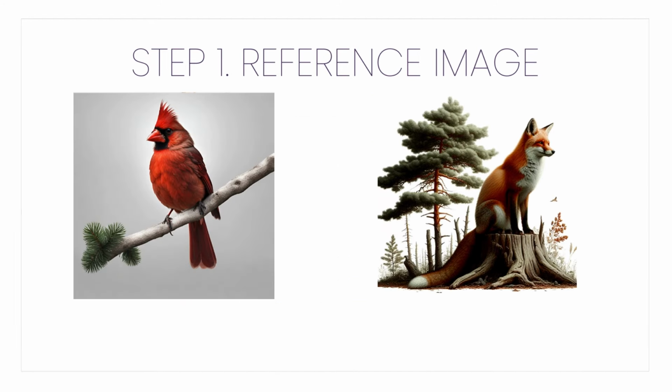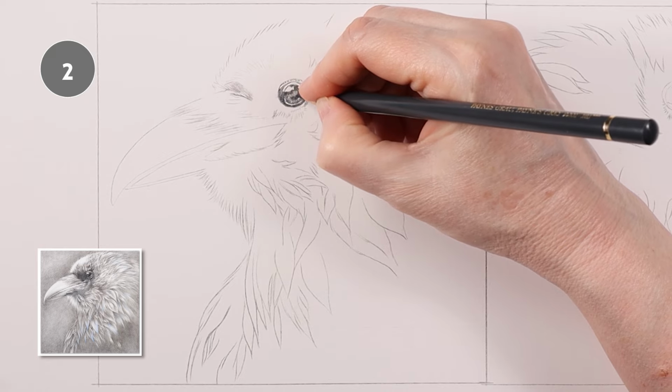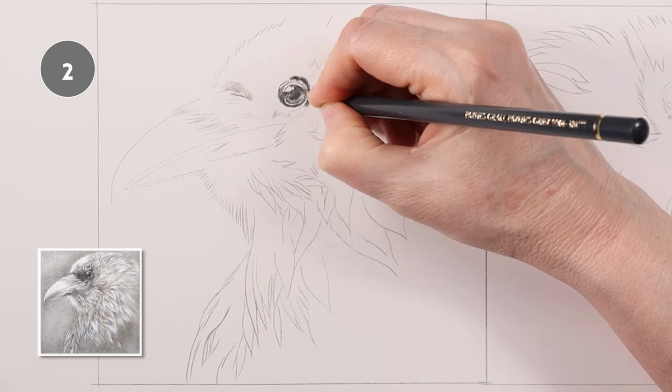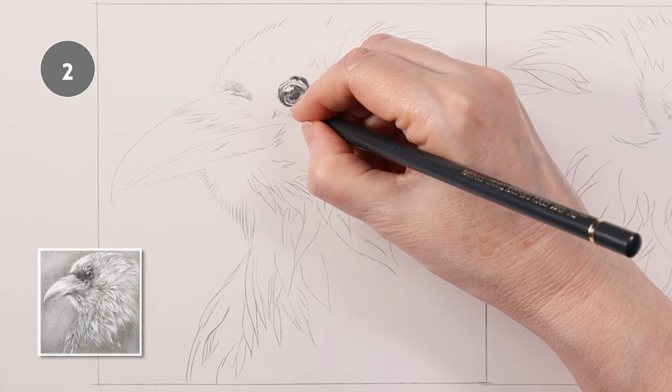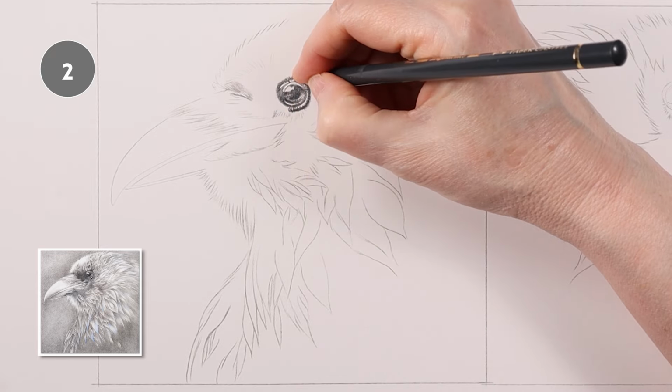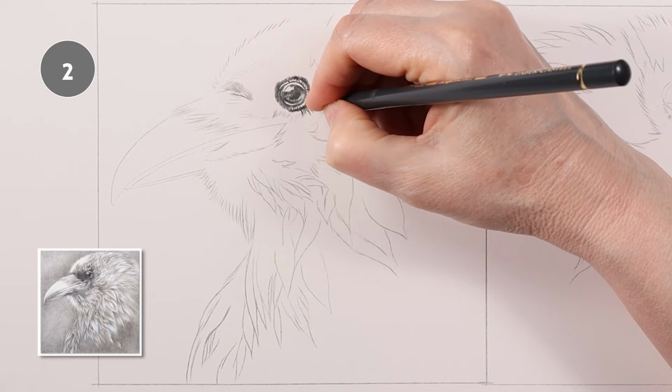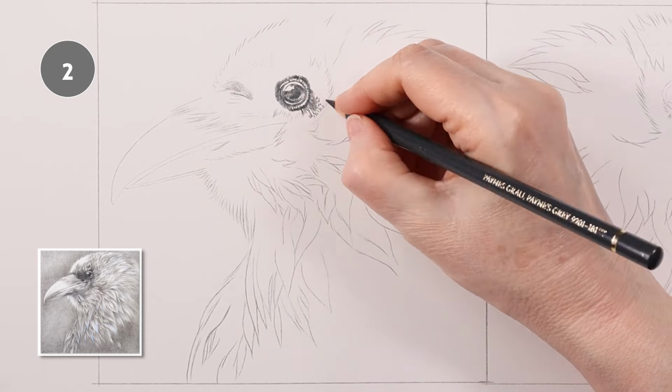So let's jump right in with step 1, choosing that good reference image. Having a good reference image is crucial when working with values in your drawings. A good reference image provides you with clear information about the light and shadow areas, which are essential for creating a realistic depiction of your subject. So here's how you can choose and use a good reference image.